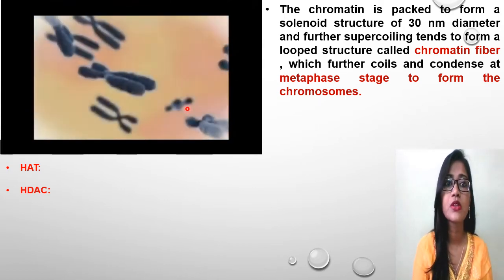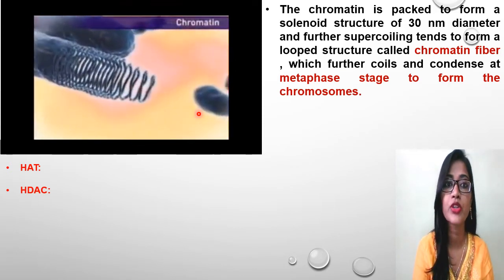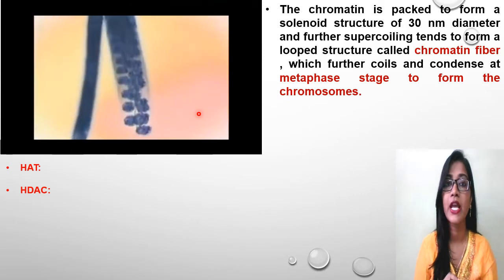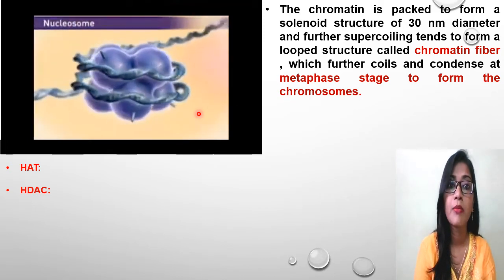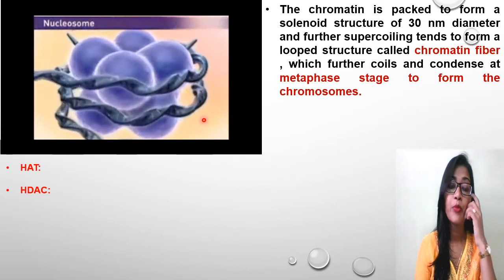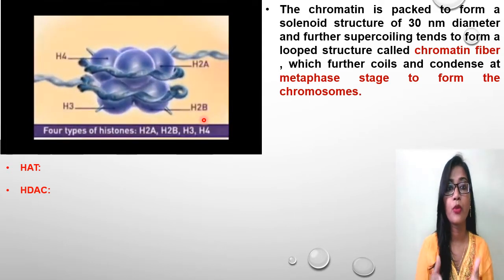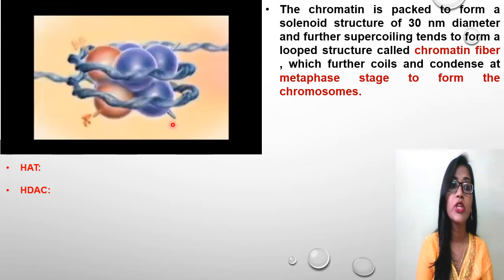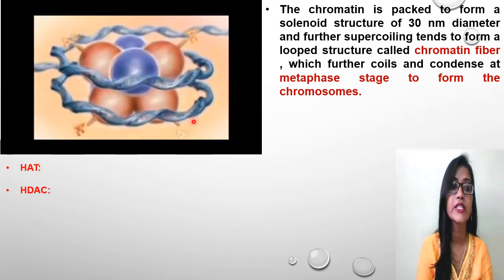There are two kinds of proteins which play a very important role. They are HAT and HDAC. Histone acetylation and deacetylation are the processes carried out by these two proteins. By these processes, the lysine residues in the N-terminal tail protruding from the histone core of the nucleosome are acetylated and deacetylated. HAT is called histone acetyltransferase, and the other is HDAC, that is histone deacetylase.